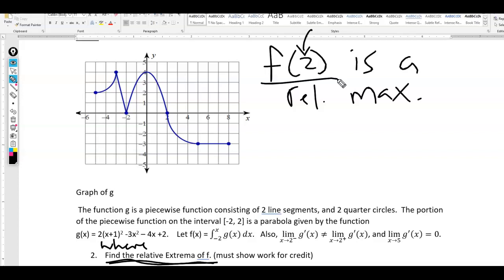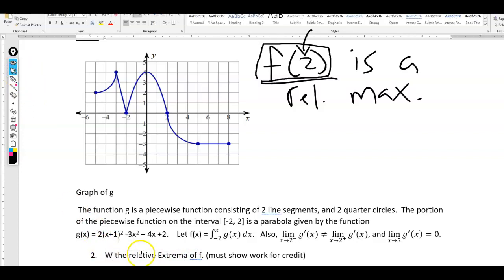Now, let's see. I guess just to be picky, let me see what your guys' worksheet says really quick, because since it says find the relative extrema, they might actually want us to calculate this here. So let me see what I put on your guys' worksheet. Okay, so I rechecked it, and we're just going to ask where are the relative extrema. So let me reword the question. Where are the relative extrema?